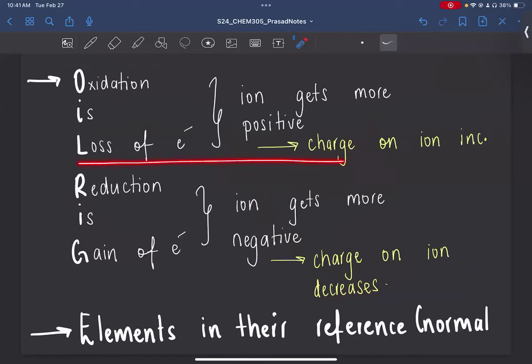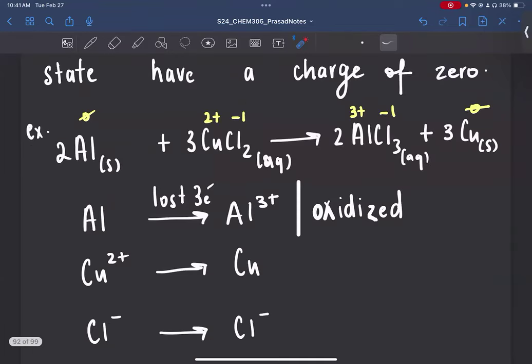When it comes to oxidation, the charge on the ion increases. Again, remember, aluminum started off at 0. It ends up 3+. That is the other way you could have identified this as oxidized.